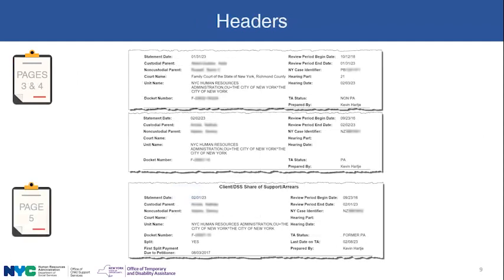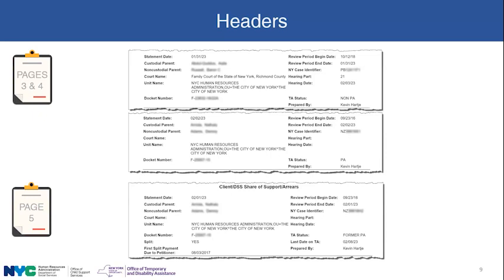At the top of each page in the account statement, there will be a header. The header lists the statement date, the parties, any relevant court information, the review period, the case ID, and case type. Regarding the review period, the begin and end dates are important to note, as the account statement will reflect charges and payments that are made within this period.